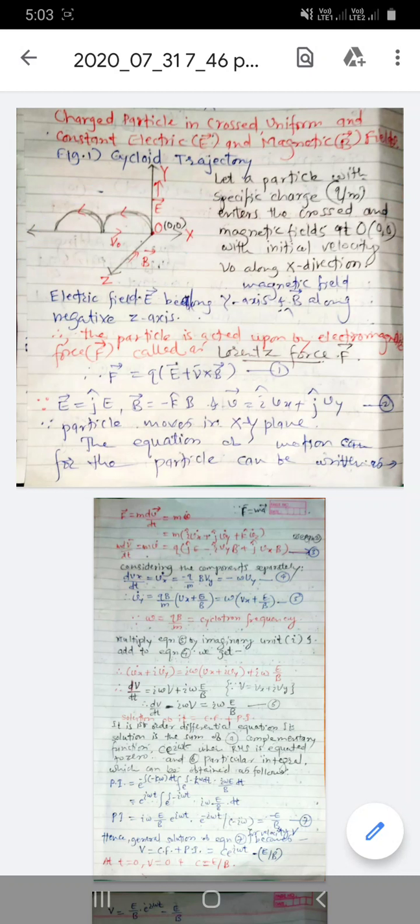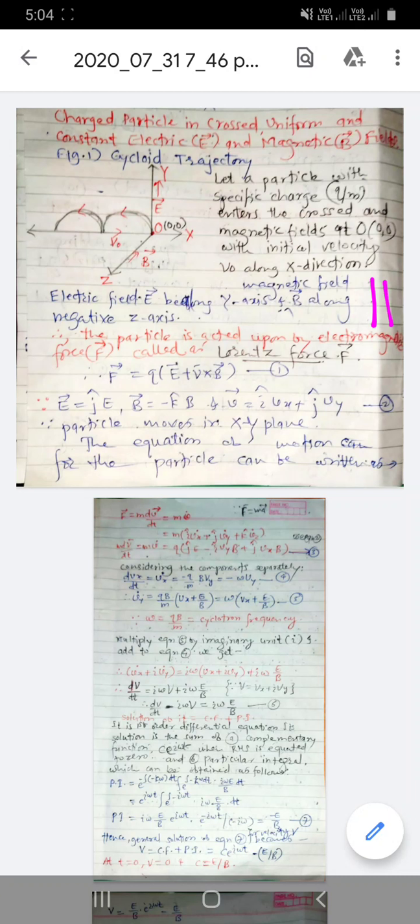In the previous article, I explained what specific charge is. Specific charge is the ratio of charge to the mass of the particle. Electric field E bar is along the y-axis and magnetic field B bar is along the z-axis here.